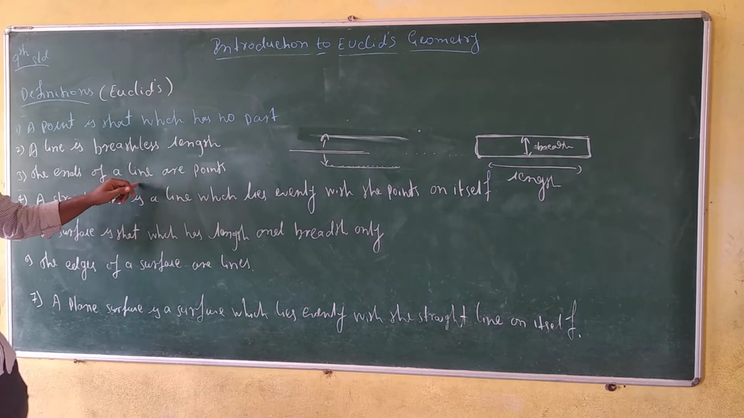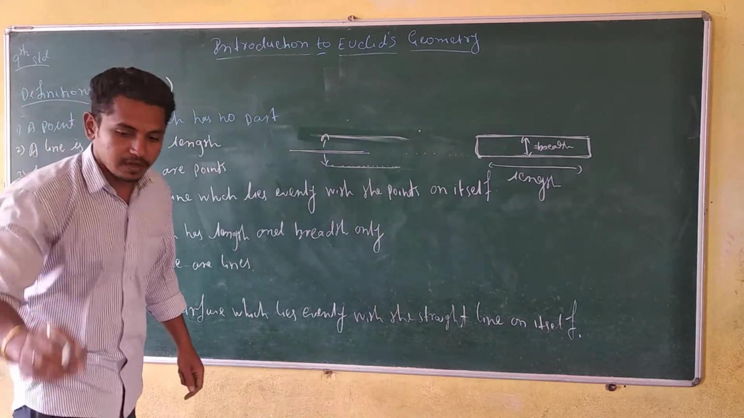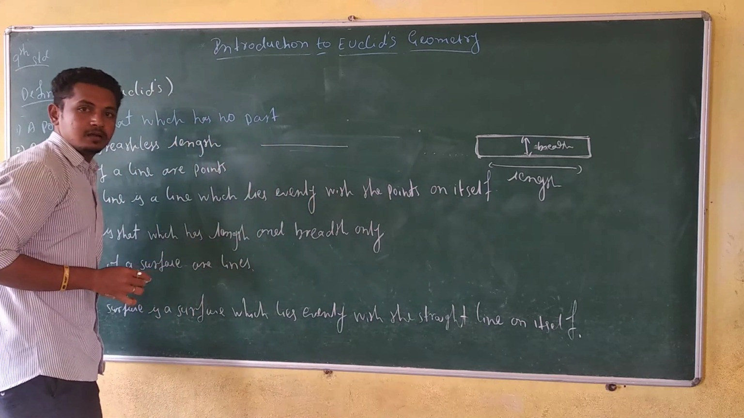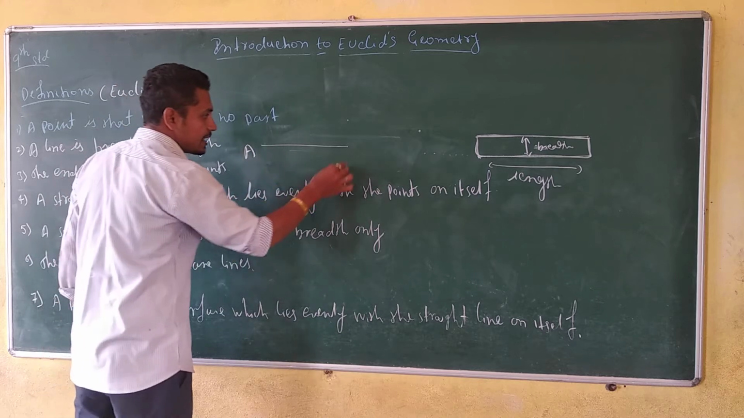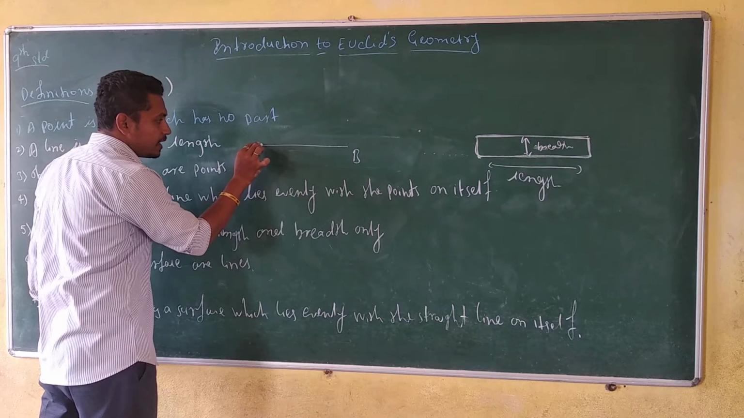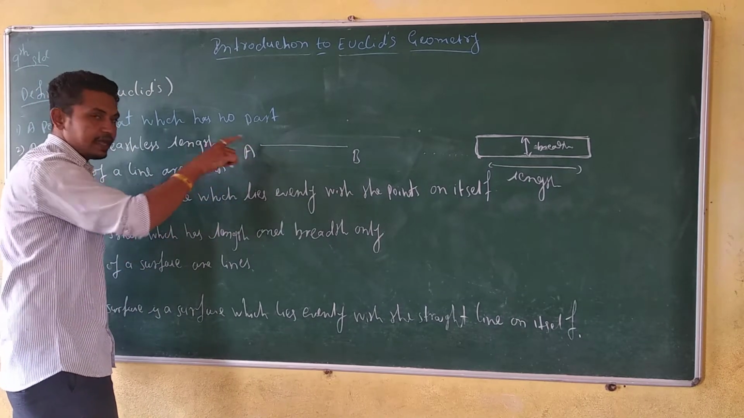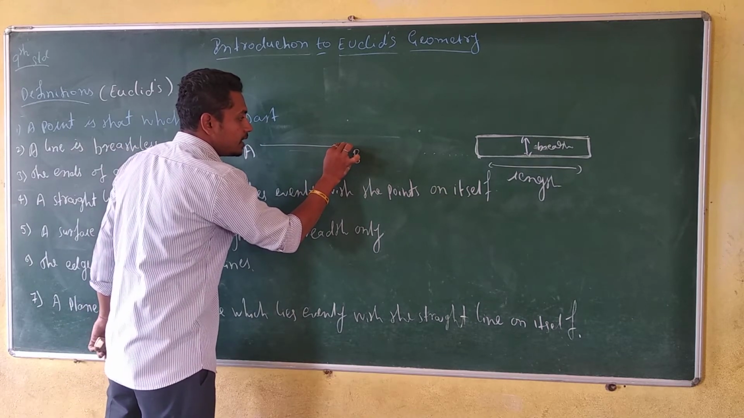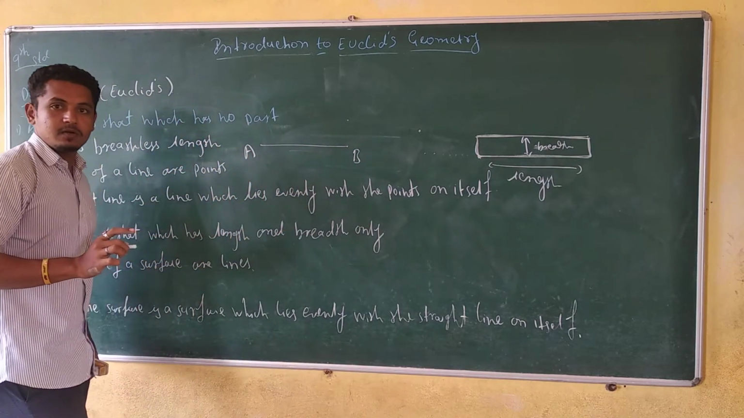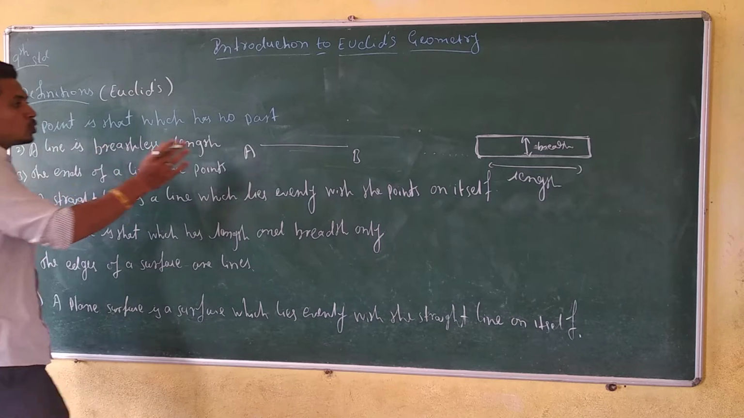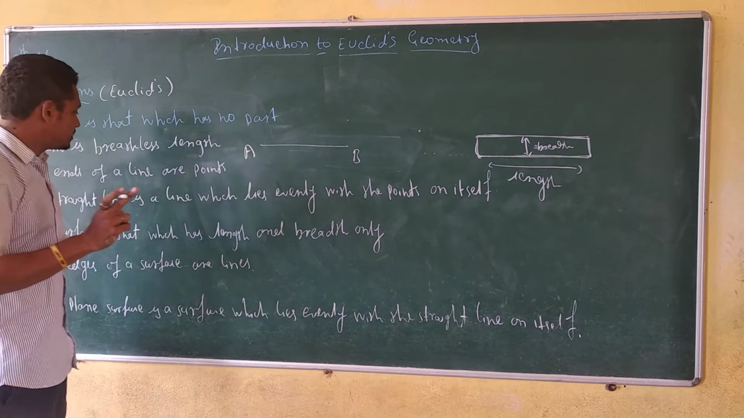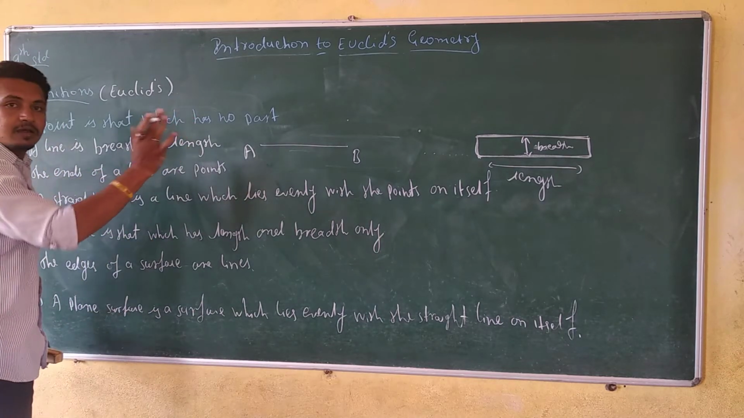Next, third one: the ends of a line are points. See here, this is one line, and this end is considered A, and this end is considered B. This is point A, and the end here is another point, called point B, which means the two ends of this line are points. Is it right? The ends of a line are points.